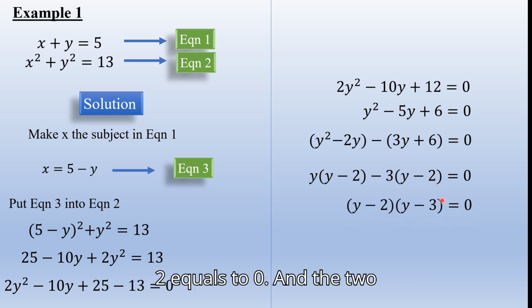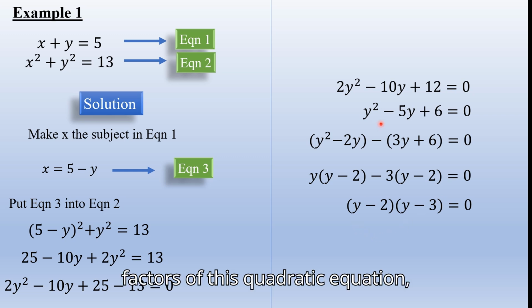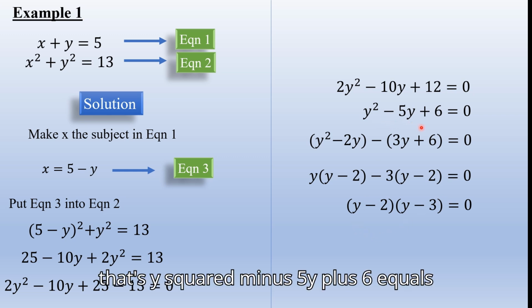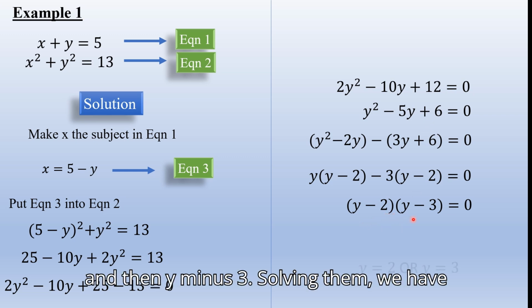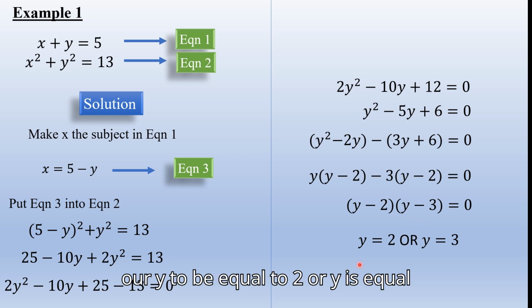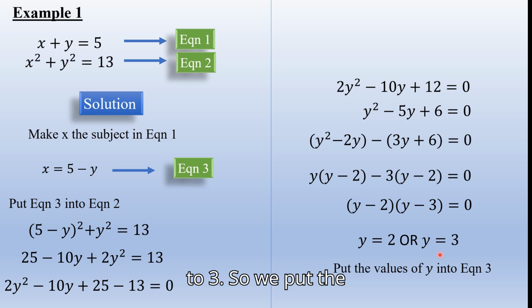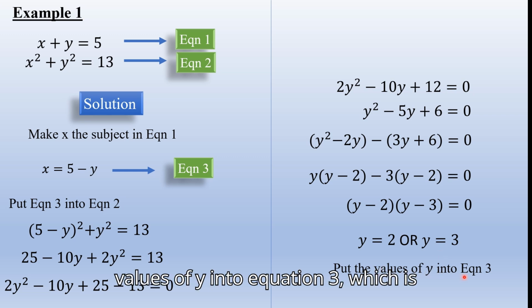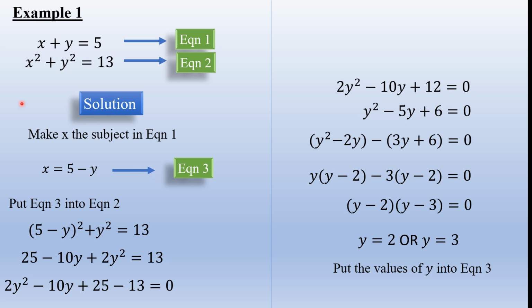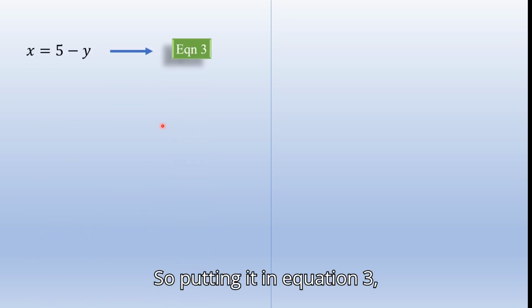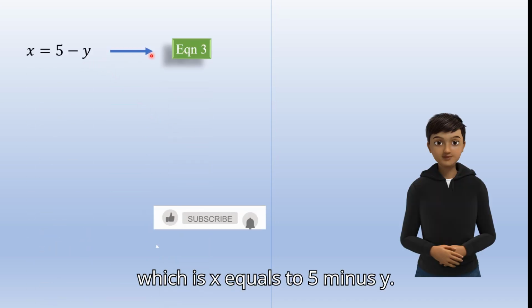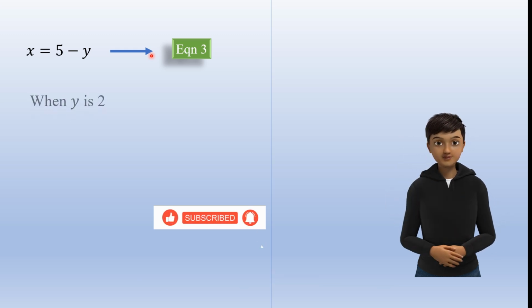equals 0. And the two factors of this quadratic equation, that's y squared minus 5y plus 6 equals 0, are y minus 2 and then y minus 3. Solving them, we have y equal to 2 or y equal to 3. So we put the values of y into equation 3, which is x equals 5 minus y.